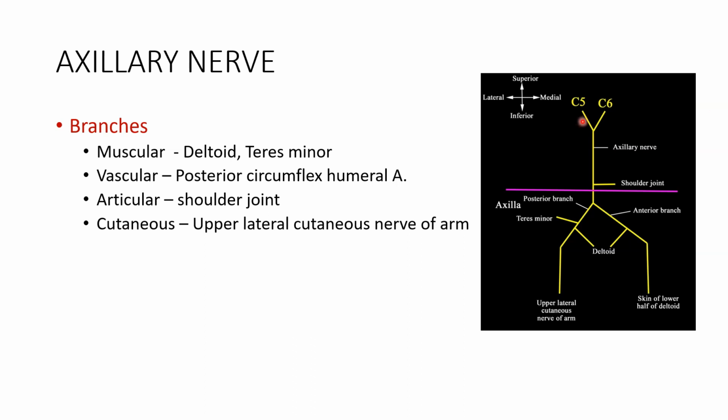In this picture, you can see the formation from C5 and C6 roots, and then a branch to the shoulder joint. Once it enters the axilla, you can see its division into anterior and posterior branches, which will be at the level of the surgical neck of humerus in the quadrangular space.